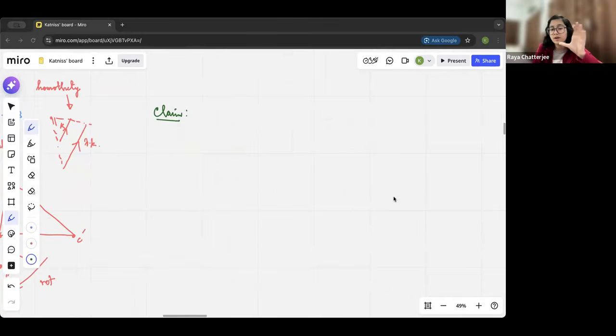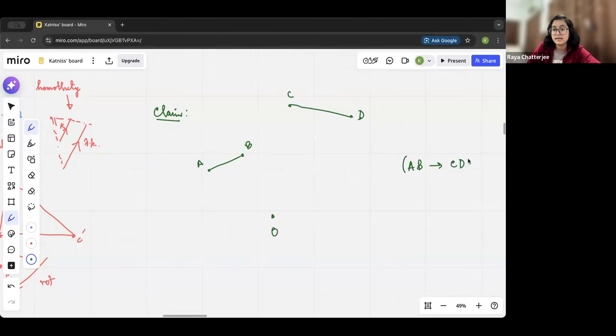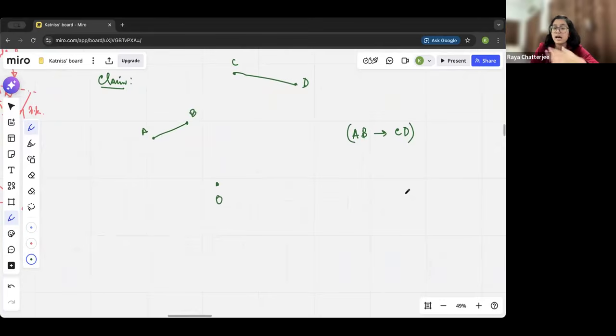So if you have two segments, I will just draw them like this, AB and some CD, then there is going to be some center O here that sends the segment AB to CD. And this is the notation for spiral similarity. And if you are not comfortable with this, there is another notation that I most commonly use, which is you have to send A to C and B to D.